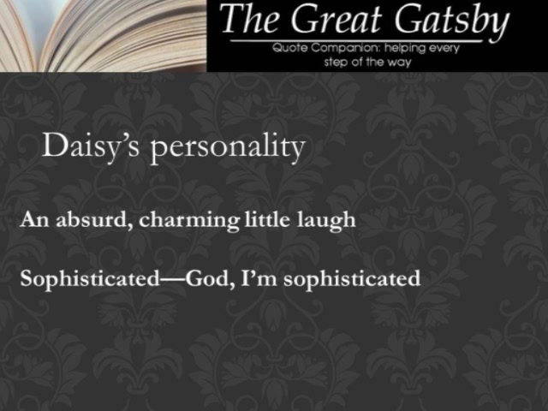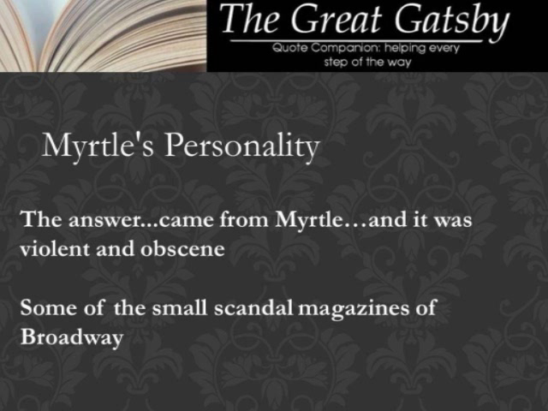On to personalities now. So you can see that Daisy is a member of the upper class, she's been groomed very well, she's charming, she's articulate, she's witty, she has good manners and everything, she's sophisticated, God, she's sophisticated, which again is the exact opposite of Myrtle, who's violent and obscene.